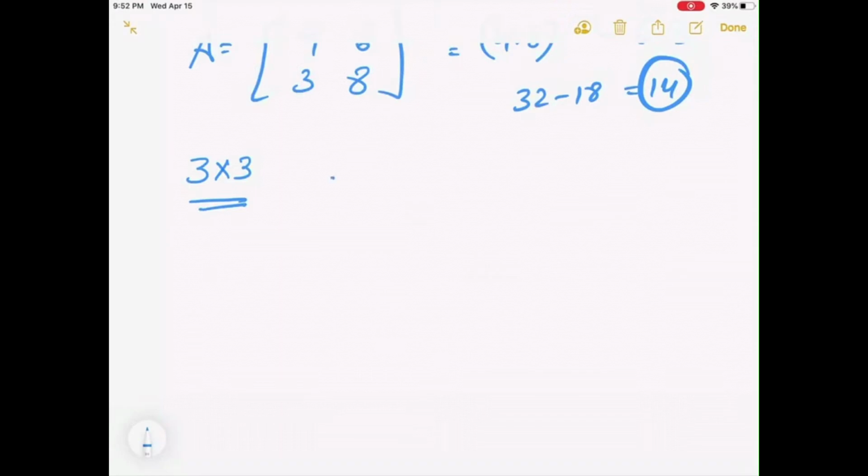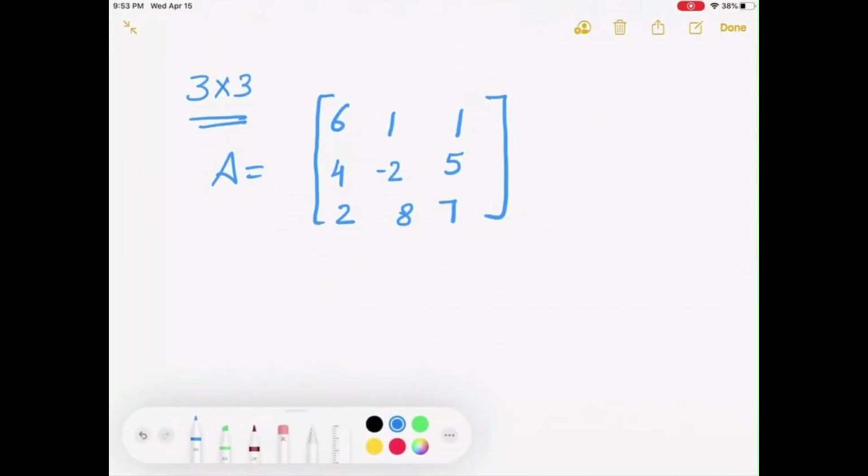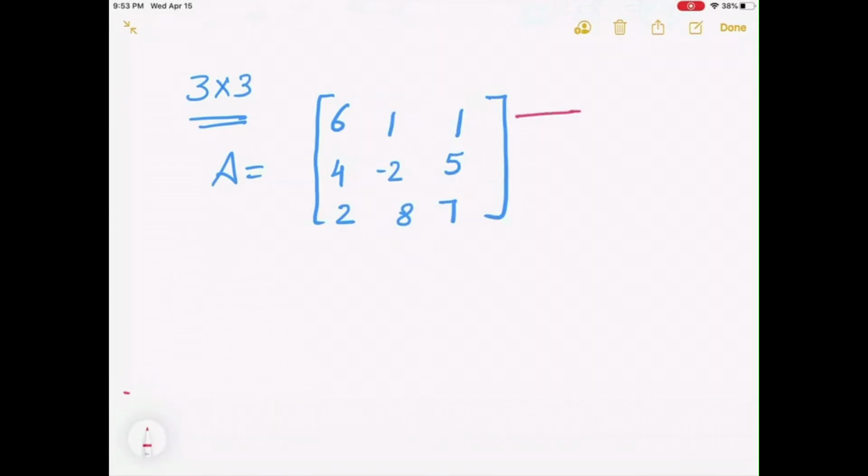How about if I just write numbers instead of variables? It would be easier. So let's say my matrix A is 6, 1, 1, 4, negative 2, 5, 2, 8, and 7. First step, you need to pick a row. You can pick any row you want. Later on, towards the end, I'll tell you a trick or shortcut to figure out which row to pick. But right now, I'm just asking you to pick a row. So let's pick the first one. Right now I just want you to stick with the first row.